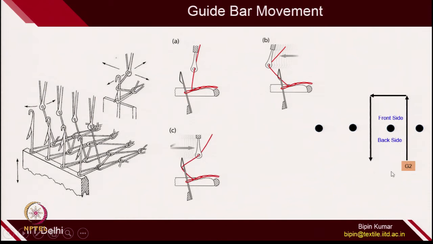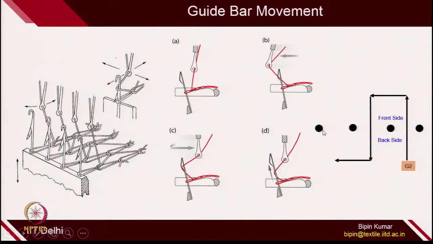Once this particular guide feeds the yarn to this particular needle, this guide has to change its position. As I told you, each individual guide will be switching needles in alternating courses. So if this guide provides yarn to this needle in the first course, then this guide bar has to go to some other location for providing the yarn. Let's suppose now it has to provide yarn to this particular needle. So it again changes position on the back side.